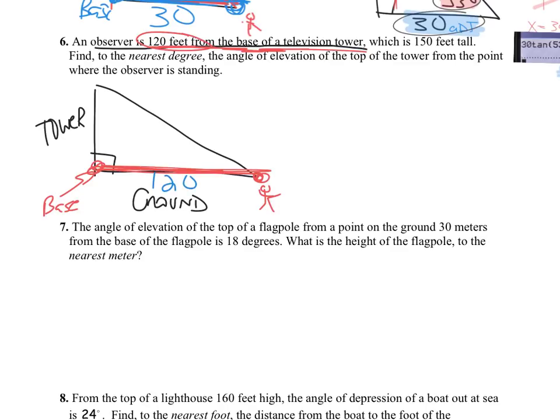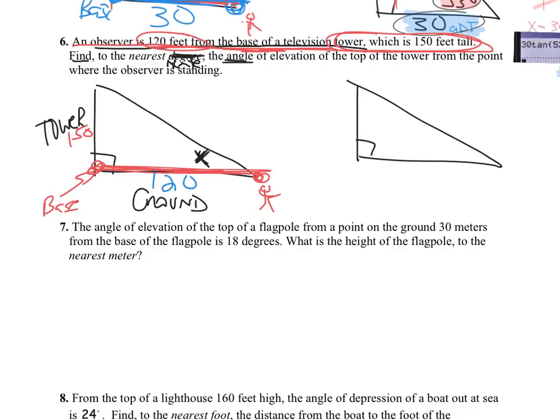It says an observer is 120 feet from the base of a television tower, and the tower is 150 feet tall. So I'll label by the tower the 150. Find to the nearest, even though it says degree, anytime we find an angle, it's always to the nearest minute. Find to the nearest minute the angle of elevation. So the angle of elevation is this bottom angle. So here's the diagram that we're using in this problem. Our angle is x. I have 120 along the ground and 150 up top.